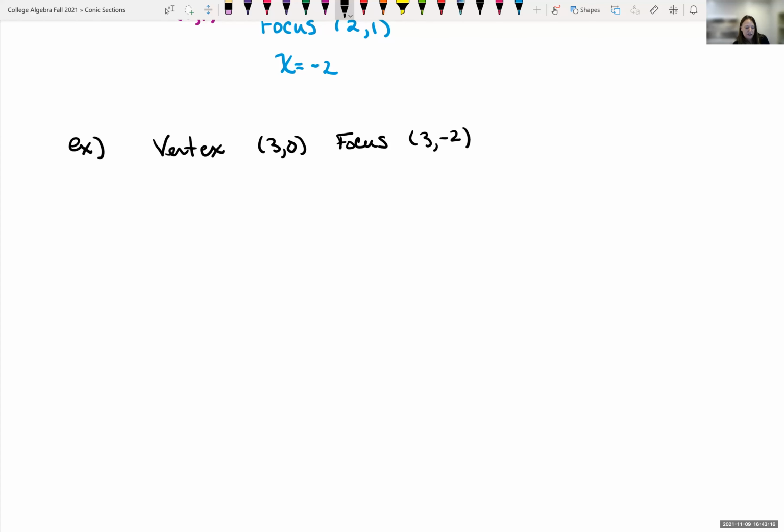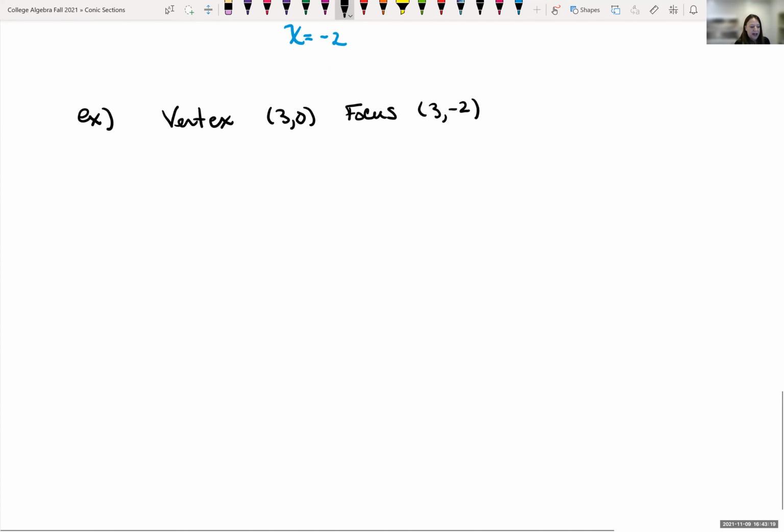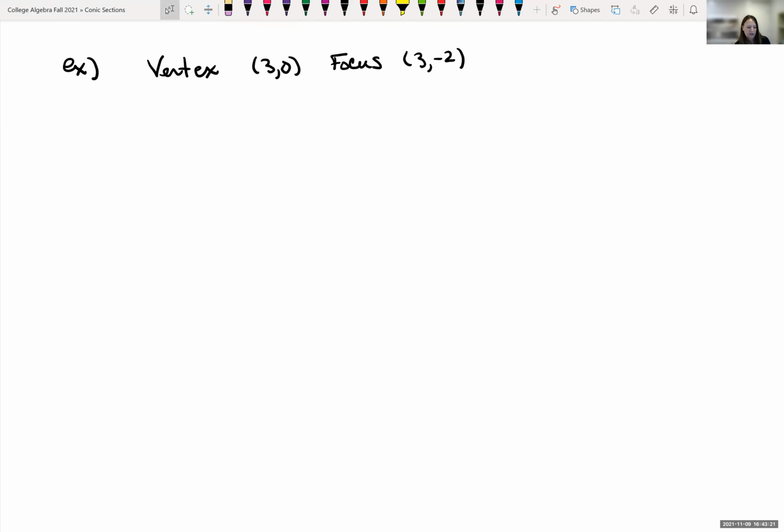Okay, so given the information about a parabola, we want to be able to find the equation. So we're given that the vertex is (3, 0), and we're given our focus is (3, -2). My suggestion, when you're given information about a conic section, is to graph what you have, and that's going to help us with which equation we need to use. So our vertex is (3, 0), so I would go to the right 3 and not go up or down. And my focus is (3, -2), so go over to the right 3, down 2.